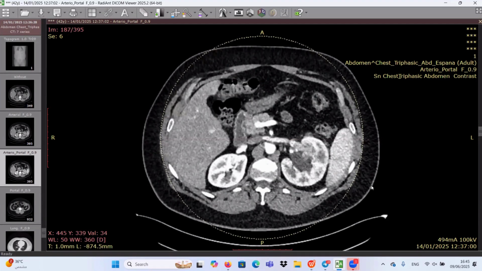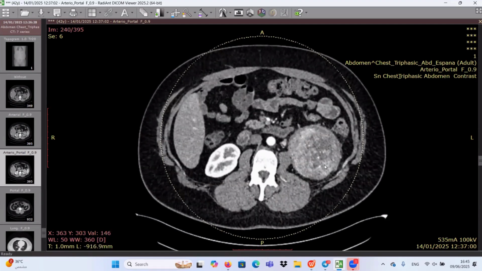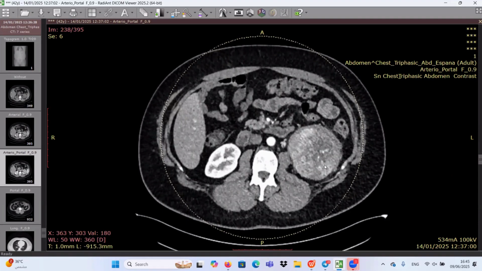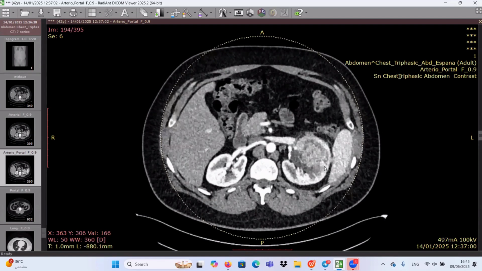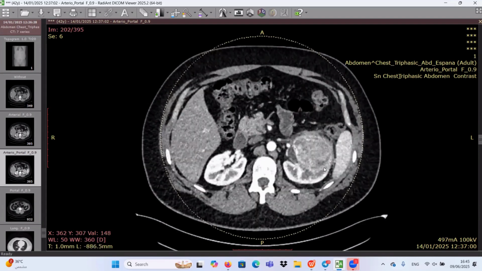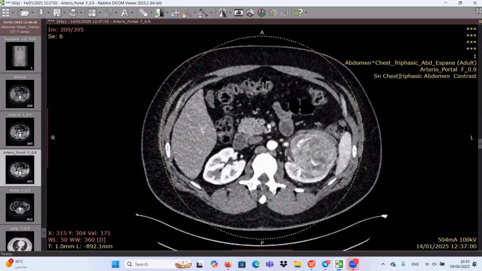So we have a large expansile mass lesion involving the lower pole of the left kidney. You can describe it by the site. The left lower pole of the kidney is expanded by a large heterogeneously enhancing soft tissue mass lesion. This mass lesion invades the lower calyceal group, and also shows small extension along the perinephric space.